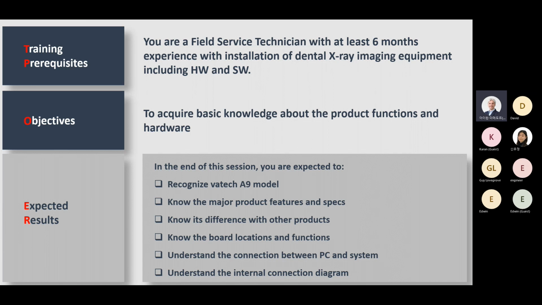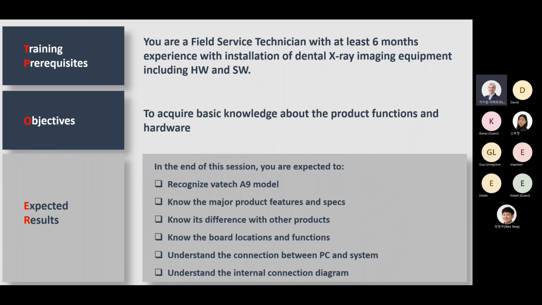When we are done with this webinar, you will have an idea what the A9 model is, what VATECH A9 is, and what kind of functions it has, and what the difference is between the A9 model and other VATECH products. You will know the major features and specifications. You will know where the boards are located, the location of the new boards that we added to this device. And also you will have an idea about the internal connection diagrams.